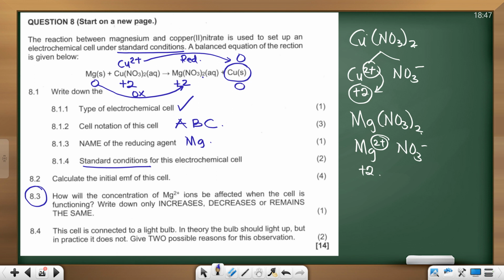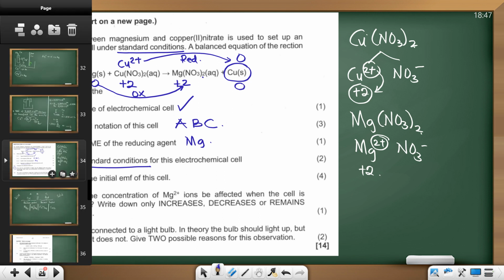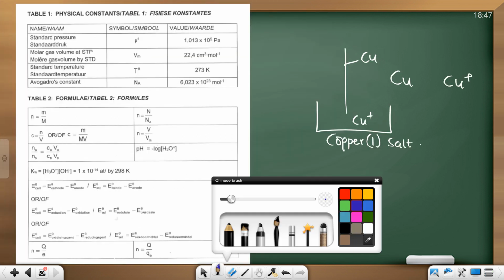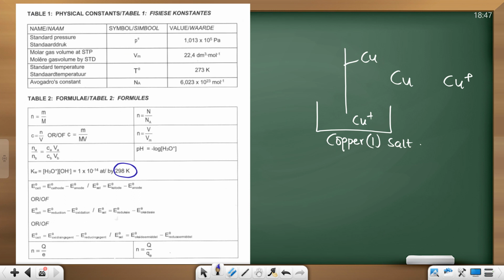Concentration of 1 mole per dm cube. Temperature. Don't cram that thing. Check your temperature here. That's your standard, the temperature you write for electrochemistry. No, not that one. That one is how to convert Celsius to Kelvin. This chemistry, same as 25 degrees Celsius. So if you forget, please go and write that there. Right? And what's the last one? Standard pressure. This one you copy and paste.